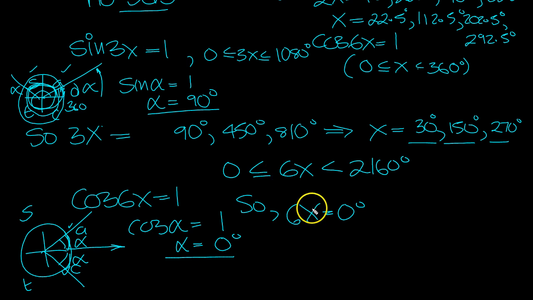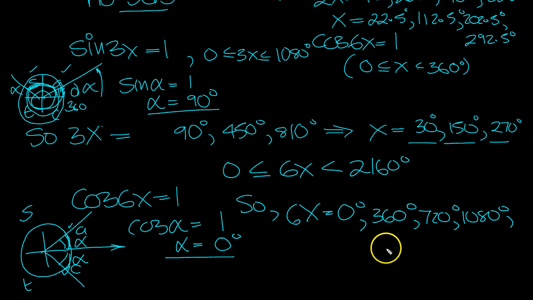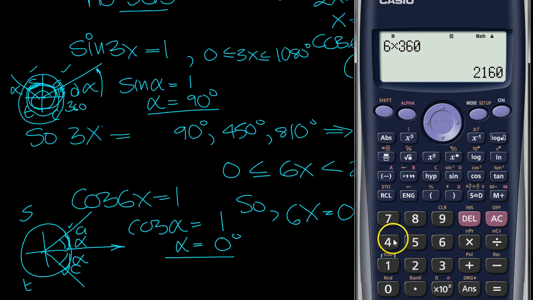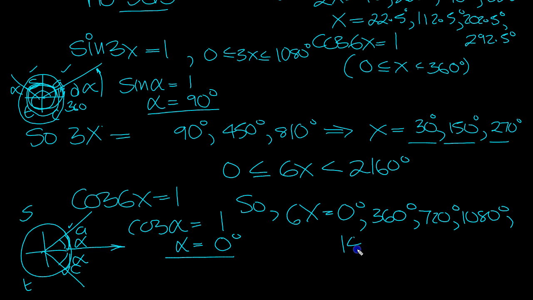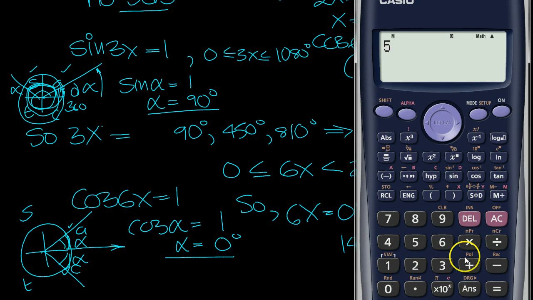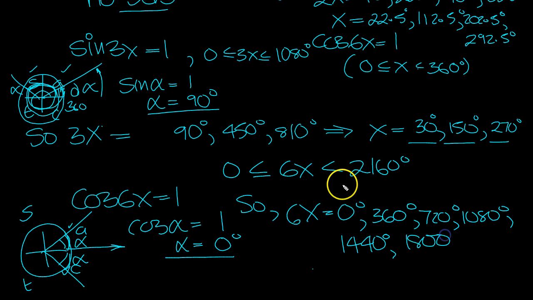6x, of course, is the angle in question. 0 degrees. Round one full turn is 360. Round another full turn is 720. Round another full turn, another 360 is 1080. And then another full turn, which is 4 360s, 4 times 360, 1440. And then 5 full turns, 5 times 360, 1800. And the last one isn't included because it goes up to but doesn't touch 2160.